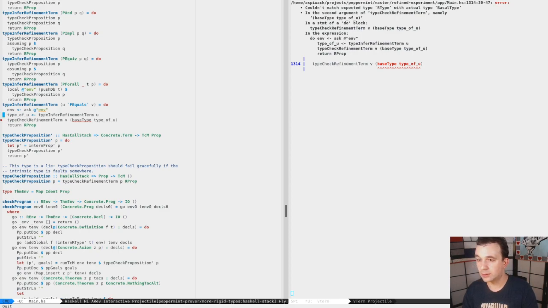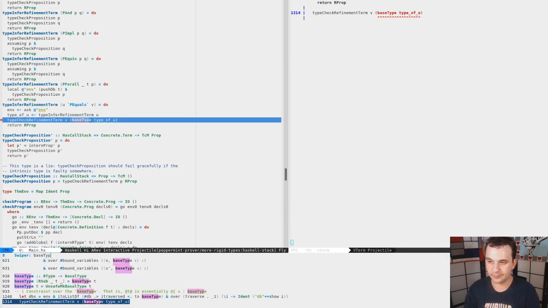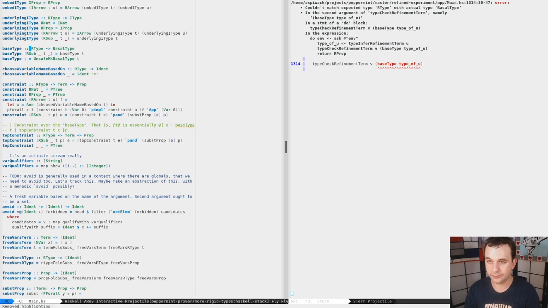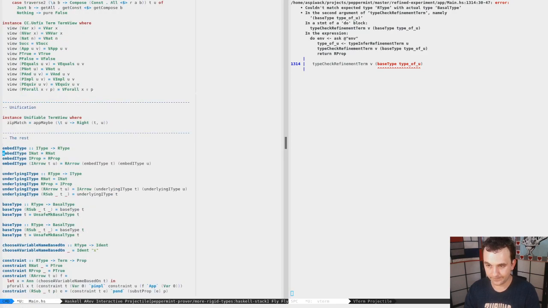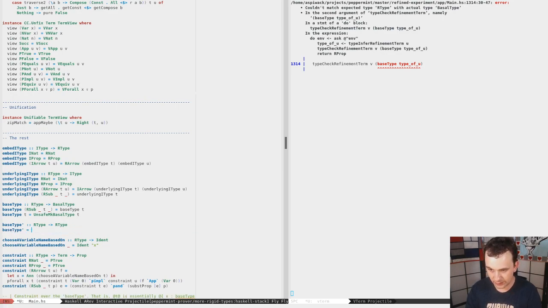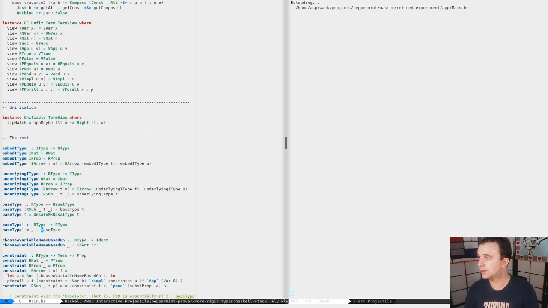Okay. Wait. I'm going to do base type prime, and that's R type to R type. And you get that by doing base type composed with.